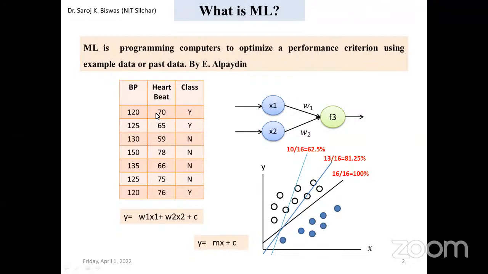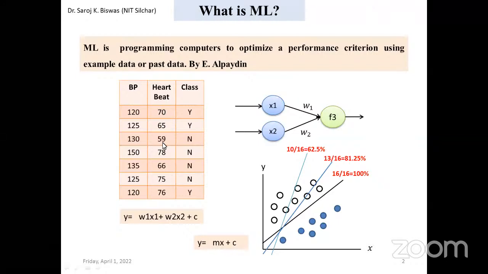Say this is an example, and in this example we have a number of patterns. One of the examples is this, and here the number of input attributes is 1 and 2. That's BP and heartbeat, and here the class is the output. So each of the patterns consists of 2 inputs and 1 output. So this kind of database we have now.